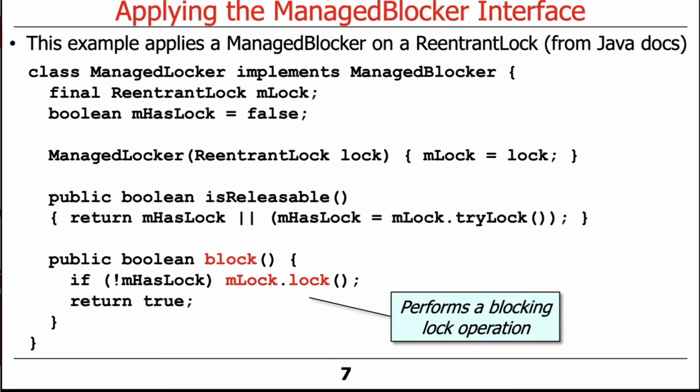So in that case, the block method does the following. It does another little sanity check to see if the lock's already been acquired. If it has, we're done. Otherwise, we block by calling the lock method on lock, and that will wait until the lock is available. So this is why it's the ManagedBlocker class. And whenever we're done, we return true because we will have blocked until we got the resource.